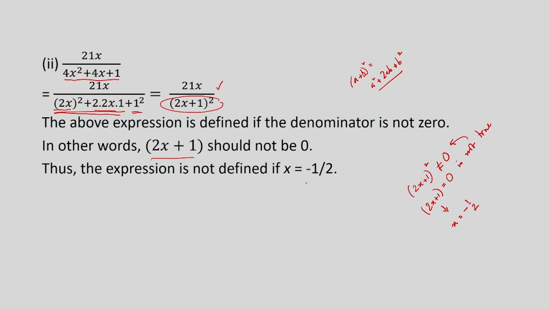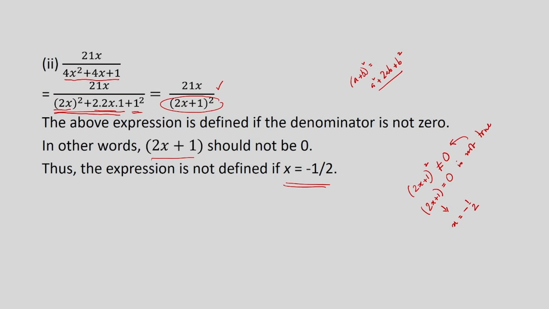Okay. So, that is what I have written here, that if x is equal to minus half, then the denominator becomes 0, and if the denominator becomes 0, then the expression that is given is not defined. Okay. So, this is the answer to the second part.